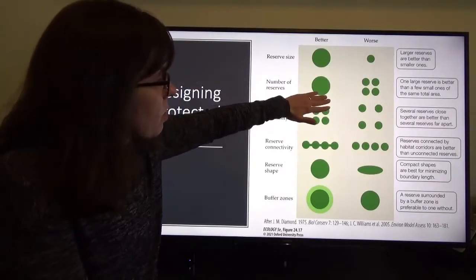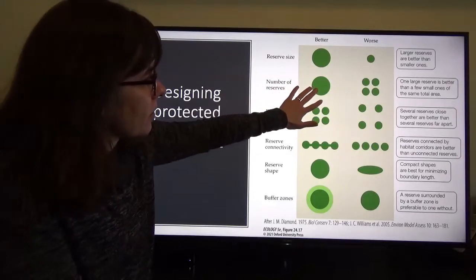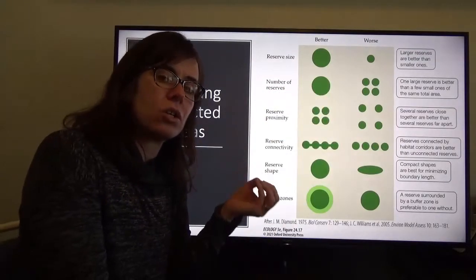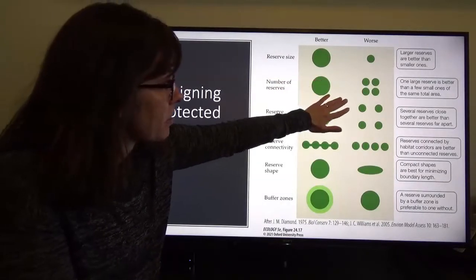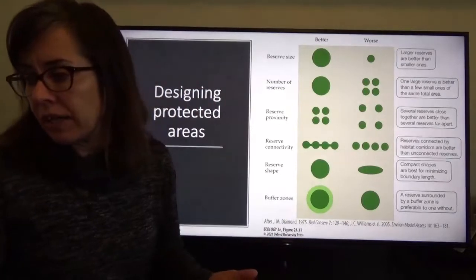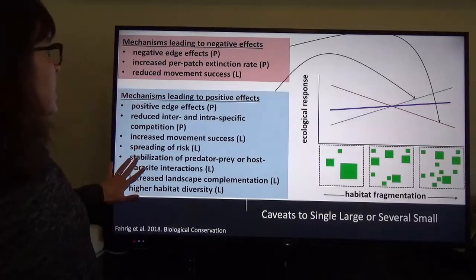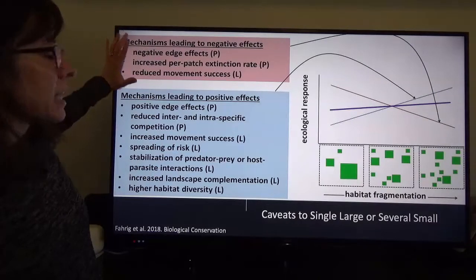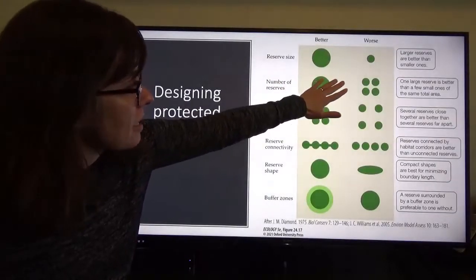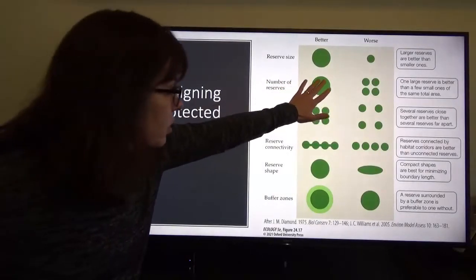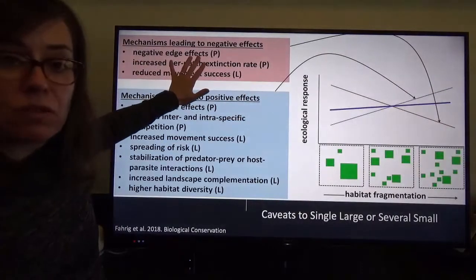Now, when it comes to the number of reserves, this is something that's a little bit more controversial. There's a whole debate in the literature: single large or several small, the SLOSS debate. So here we have a single large reserve, and your text indicates that this is better than a few small ones of the same total area. I'm just going to flip forward. This is from that paper by Lenore Fahrig that goes into some ideas. We have a number of mechanisms that can lead to negative effects of fragmentation. So a single large reserve that's the same total area as several small, you have fragmentation only, not habitat loss, right? So in this context, we have those negative edge effects that we already talked about.